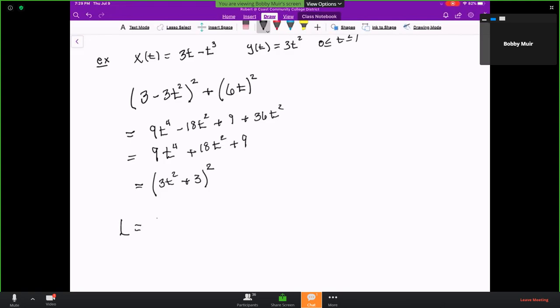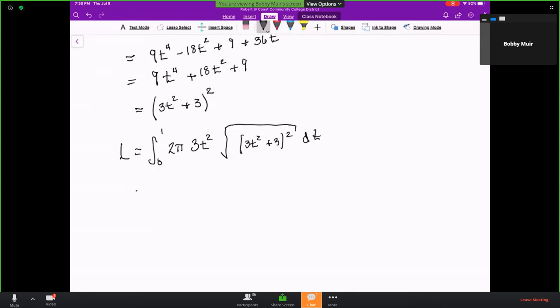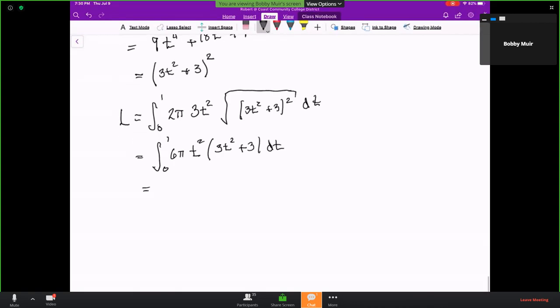So now that's our ds. So our length is now going to be the integral from 0 to 1 of 2 pi times the y, which is the 3t squared, times the square root of 3t squared plus 3 squared dt, which is the integral from 0 to 1 of 6 pi t squared times 3t squared plus 3 dt. And so that's going to be 6 pi on the outside, 0 to 1, 3t to the fourth plus 3t squared dt.